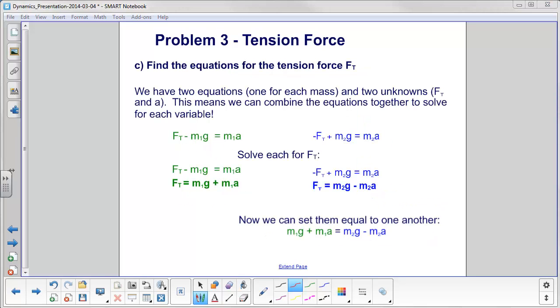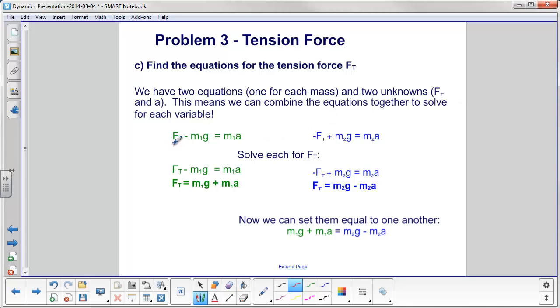Find the equations for the tension force F sub t. We now have two equations, one for each mass and two unknowns, tension and acceleration. This means we can combine these equations because we're now dealing with simultaneous equations that both have to be true. So two variables, two equations, we're in business.